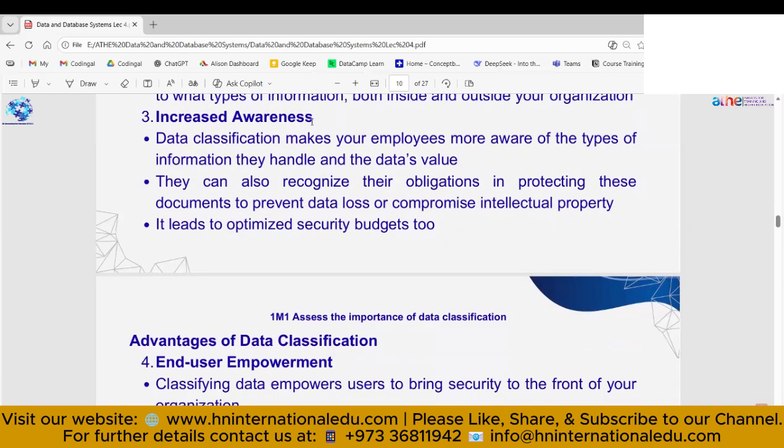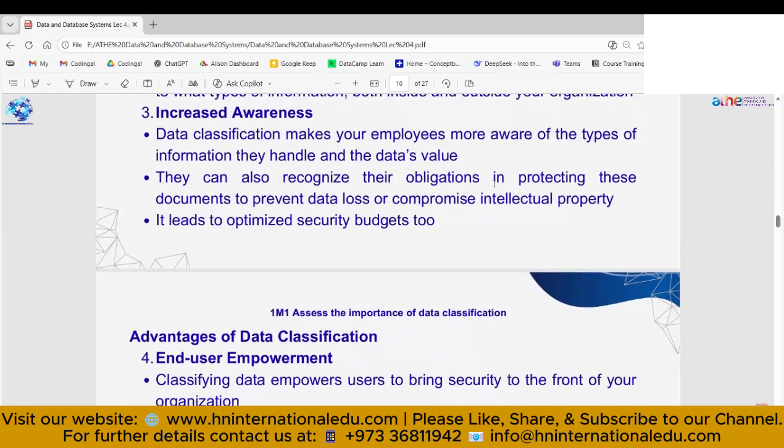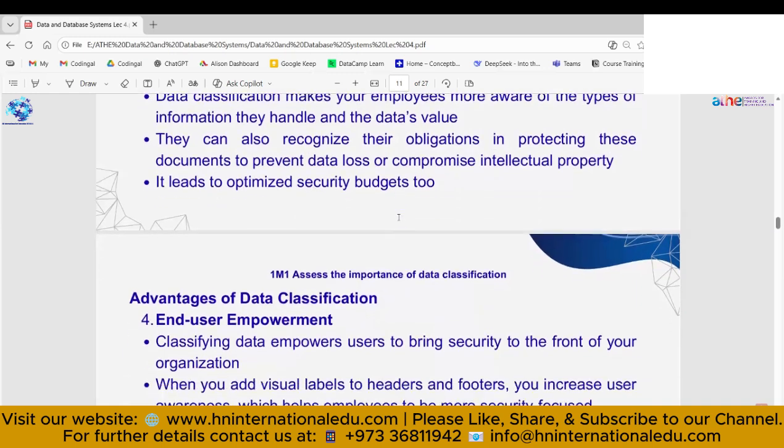Then next is increased awareness. Data classification makes your employees more aware of the types of information they handle and the data's value, so they can also recognize their obligations. If an employee is working in a company, it is their obligation to take care of whatever data they are using, and they need to be aware that whatever information they're handling is confidential and shouldn't be used outside of the organization. So it leads to optimized security budgets too.